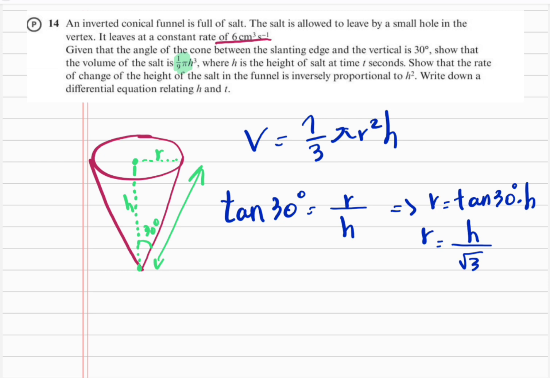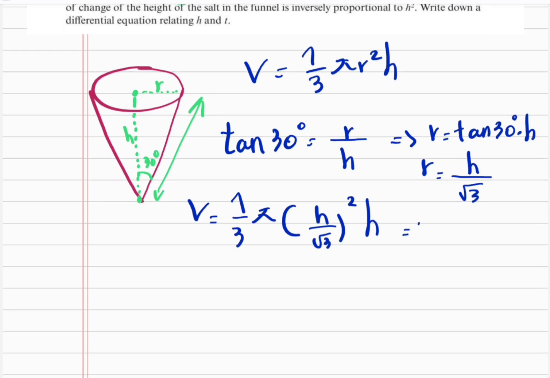Okay, now we have this. We can also do something else. So it's the time for substitution into the formula of V. V is equal to a third times pi times r squared. So r is h over root 3, squared, times h. And we are going to have 1 over 3 pi times h squared over 3 times h again.